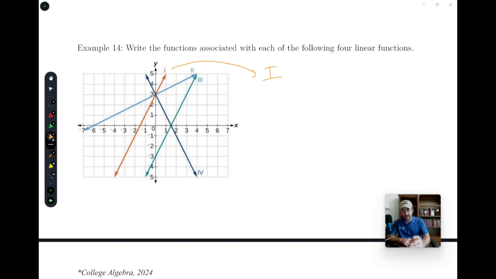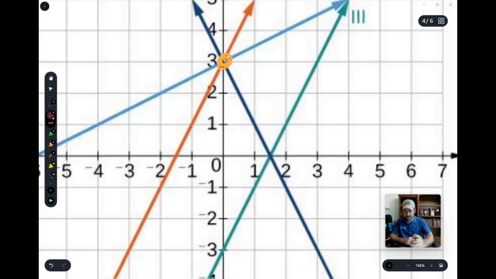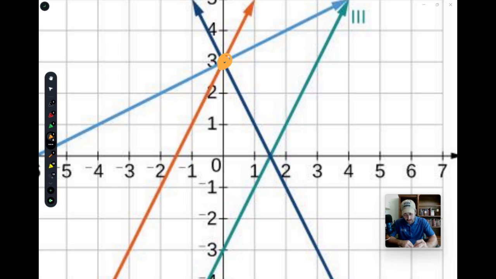So if I look at that first one, I see it crosses at the point (0, 3), which means that the b value is 3. Well, that's half of my slope-intercept form. So probably the only thing I need to find now is slope and look for 2 nice, neat points. So I'm going to zoom in a little bit. So we have that point. Where's the next nice, neat point that I know it passes? Looks like it's right there.